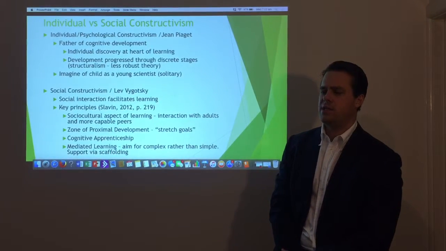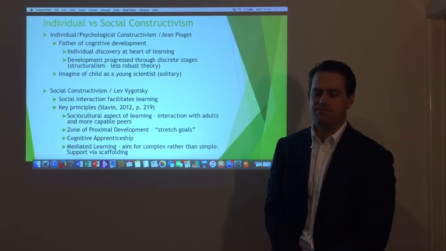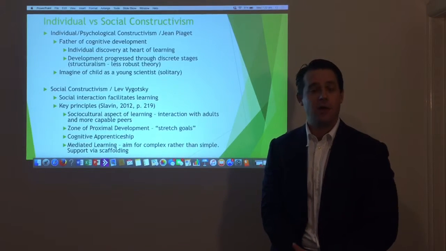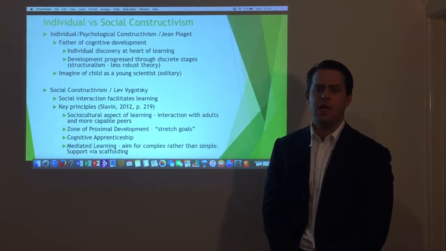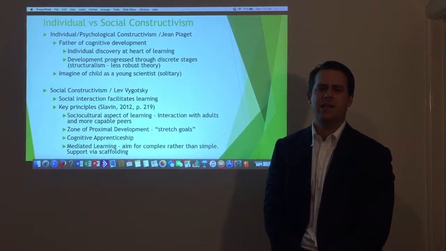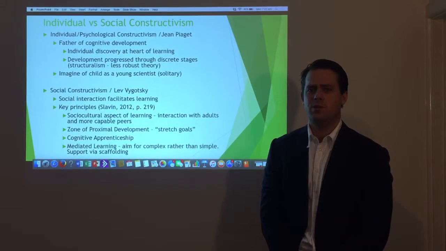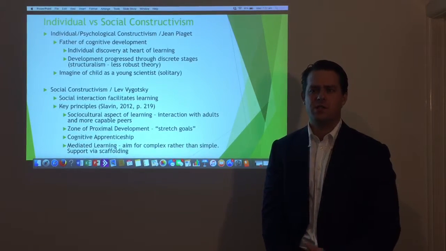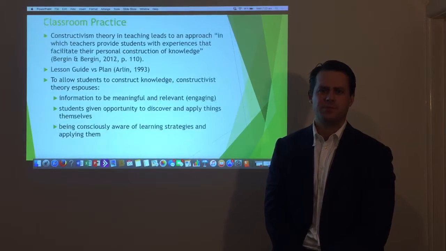Vygotsky said that less capable peers, when in the company of more advanced peers or adults and so forth, increases cognition and their cognitive development. And mediated learning, a bit like what I said before, where you aim for the complex rather than the simple goals, and support this via scaffolding with assistance and modelling by an adult and so forth.